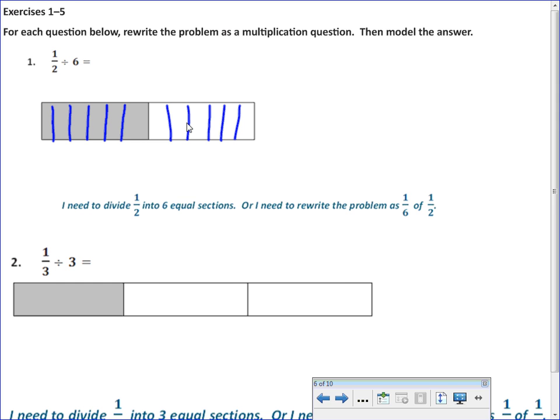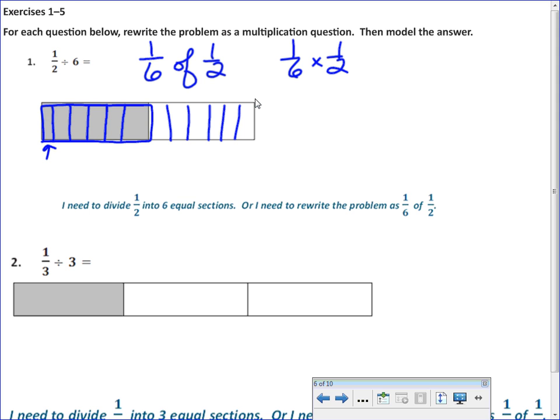Okay? Now, of this half, we're only going to look at this half now. I broke it into how many sections? 6 sections. So one section is 1/6 of 1/2. And that's how we could write it as a multiplication. Because remember, of means to multiply. So 1/6 times 1/2.